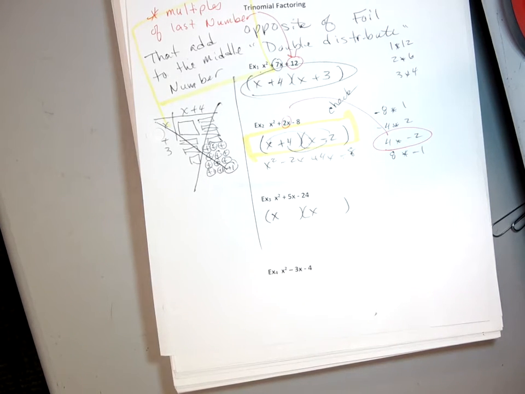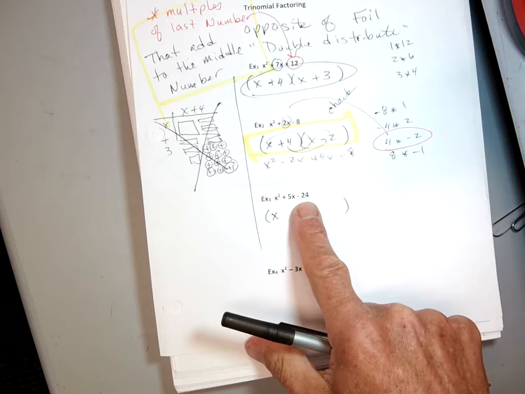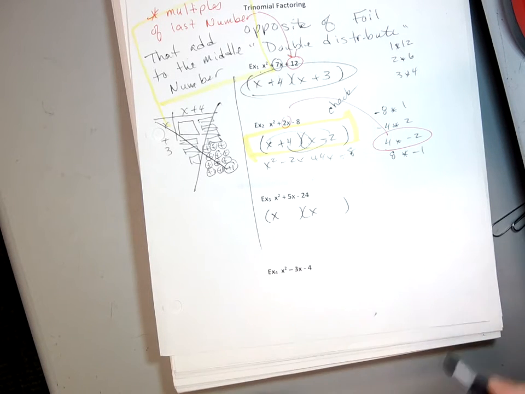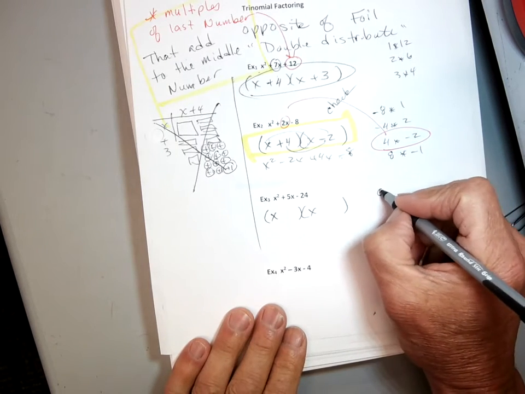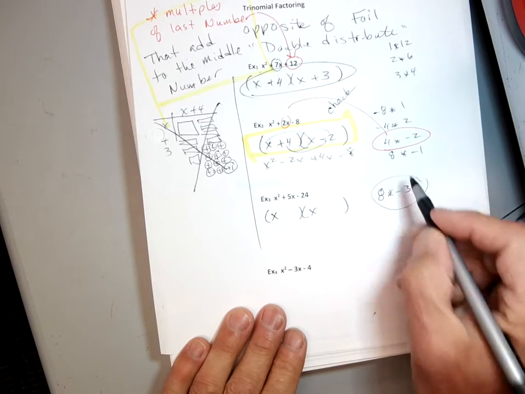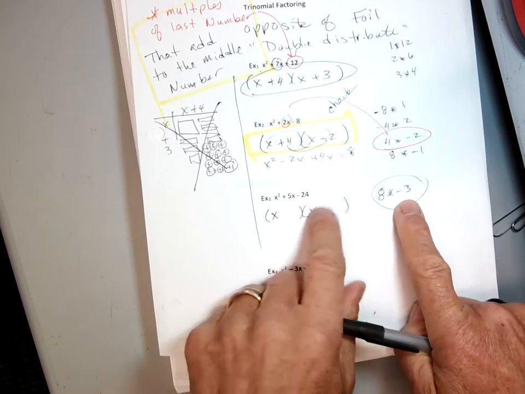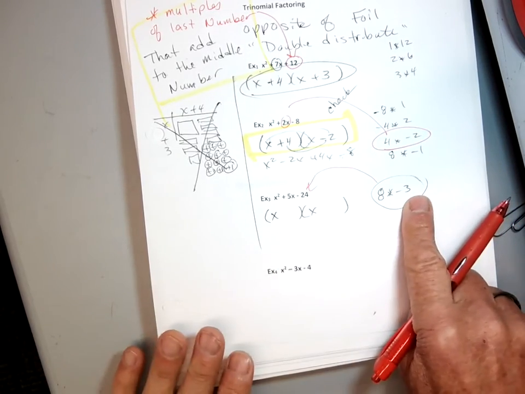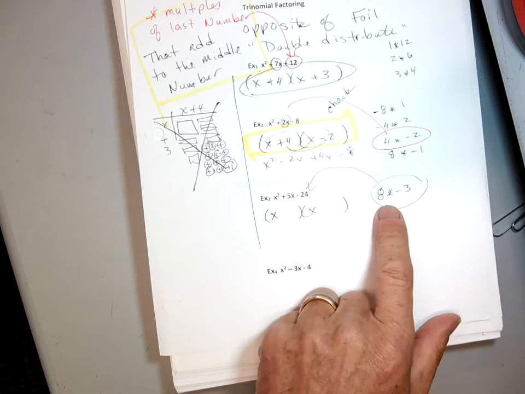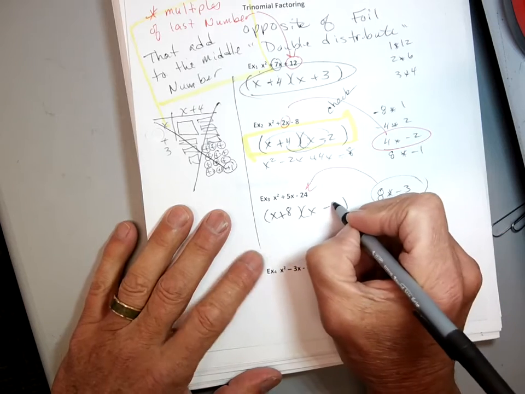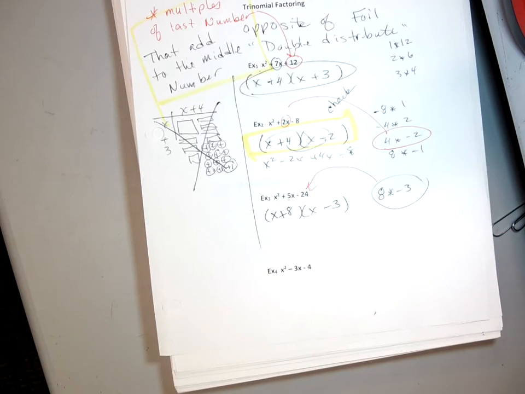So take a minute and think about it. What times what makes a negative 24 that will add up to a positive 5? Okay, hopefully somebody's thinking, oh gosh, Mr. Davies, isn't 8 times a negative 3 a good multiple? 8 times a negative 3 does make a negative 24, but when I add them together, I do get a positive 5. These are my combinations. So I want an x plus 8 and an x minus 3. That's my factored trinomial.